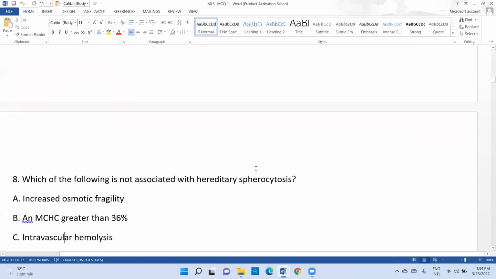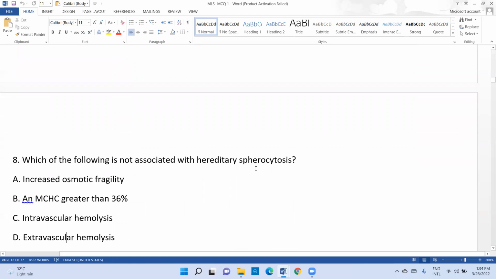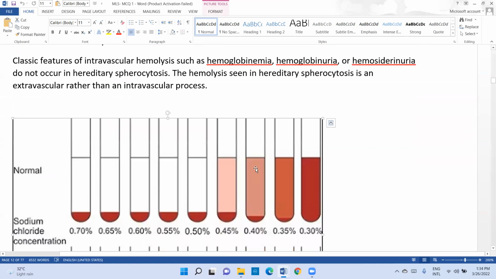Increased osmotic fragility? What is osmotic fragility? You take red cells and put them into a series of saline strengths. So this is 0.70, 0.65, 0.60, 0.55, 0.50. But we know normal saline is 0.85% sodium chloride. Here also sodium chloride with this strength from 0.7 to 0.30.